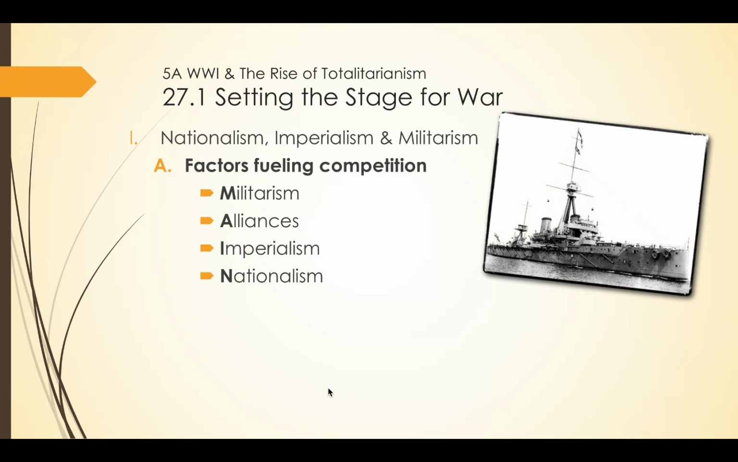Two of the causes for this conflict we've already covered during our course this year, and in fact did so during our last unit. They are nationalism and imperialism. First, a quick recap of nationalism.